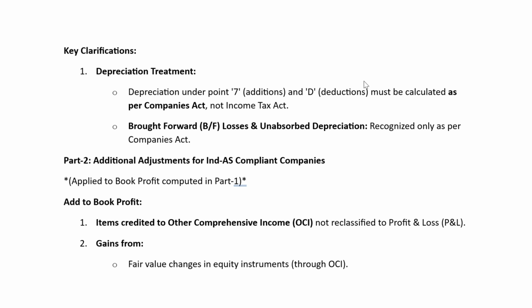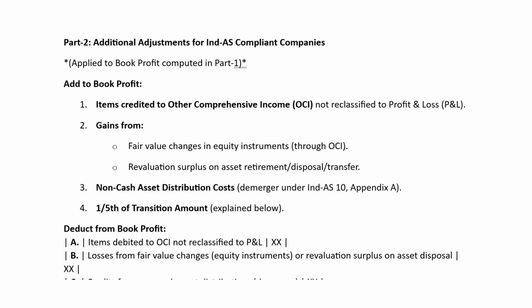Okay. Now part 2. What is part 2? There are some additional adjustments which we can understand as per Ind AS compliant companies. So after computing book profit above, if you are a company where Ind AS is applicable, you also need to do the following adjustment, or you have to add the following into the book profit. This is sometimes very complicated for many students to understand, but we can try to understand that.